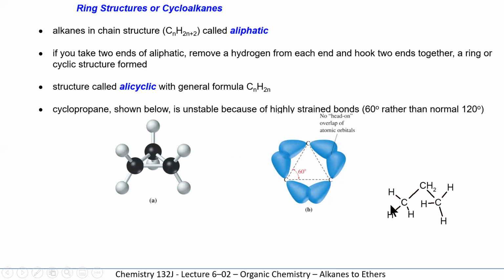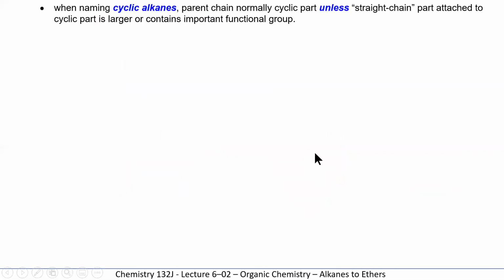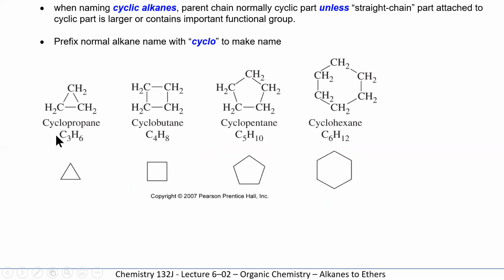Now again, to show you, here's propane. And if, like the dog catching its tail, these two end carbons join together, we have to eliminate two hydrogens. And we've done that here. So there is your cyclopropane, another way to show it. So when you're naming cyclic alkanes, you're simply going to use a cyclo in the name. So for instance, if it's four carbons, it's cyclobutane, six carbons, cyclohexane.